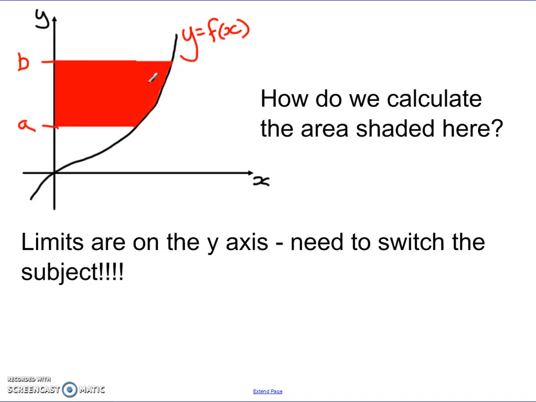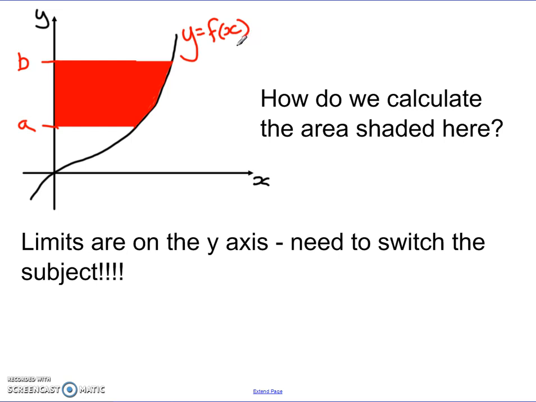Now, the ultimate question is how do we calculate the shaded area that is here if we've got a function y equals f of x? Well, normally our limits are here on the x-axis, but in this case I've given them on the y-axis. When we integrate, because that's where it's going to go, we're going to have to integrate with respect to y. But my issue is that my function is dependent on x. My function has some form of dependence on x. How do we deal with that?